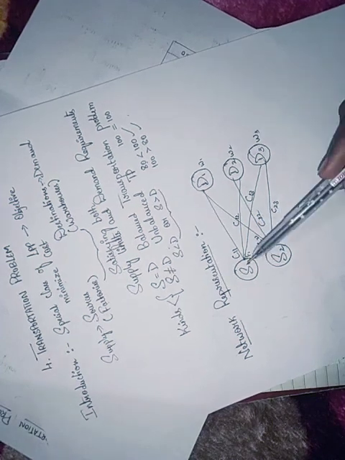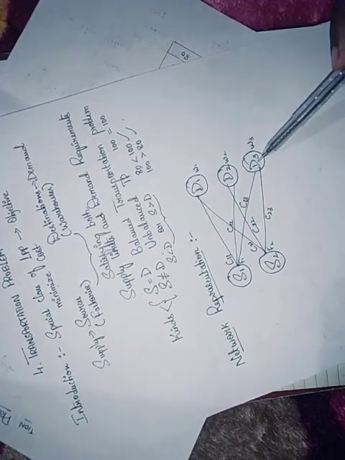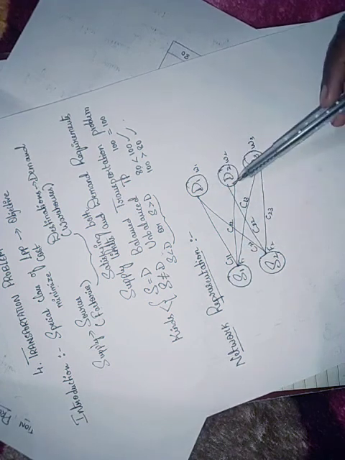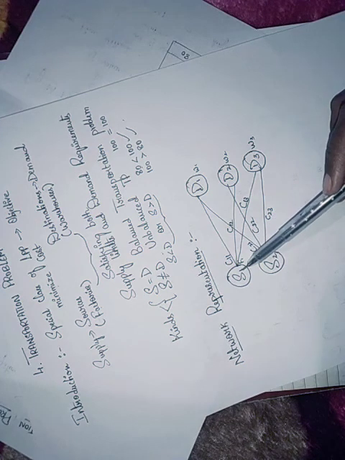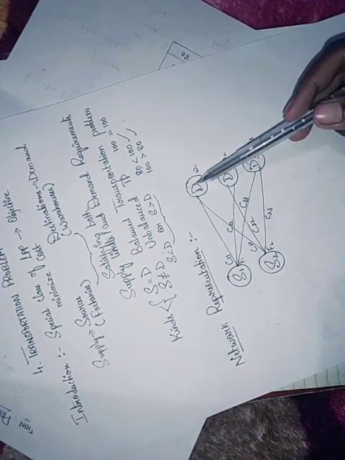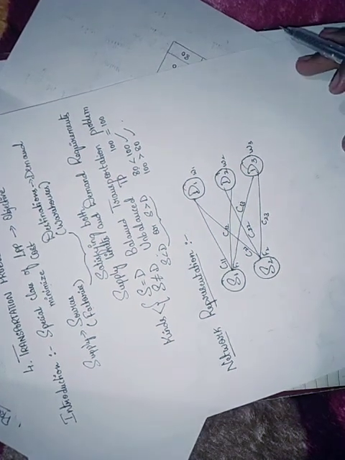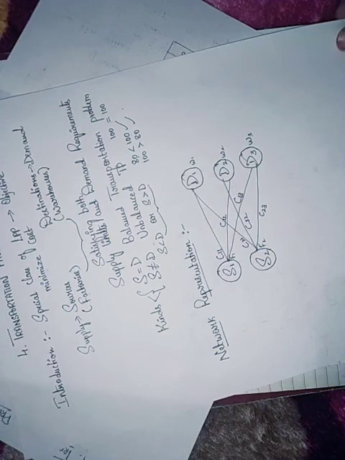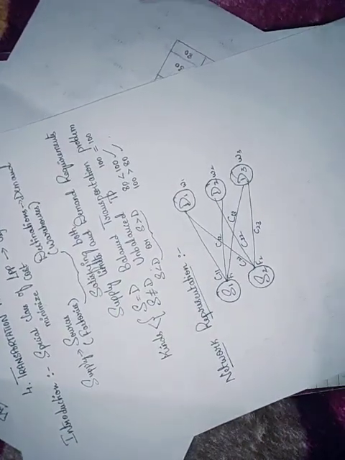I repeat, here we have two sources and we have three destinations, and these lines represent the costs of transporting a commodity from source 1 to destination 1, source 2 to destination 1, and likewise. So this is the network representation of a transportation model. And now let us understand the tabular representation of a transportation problem.